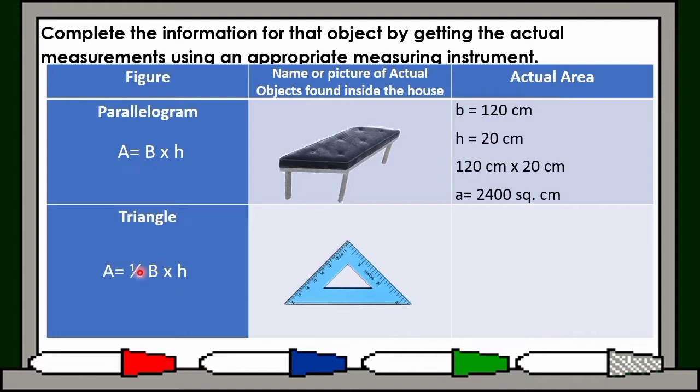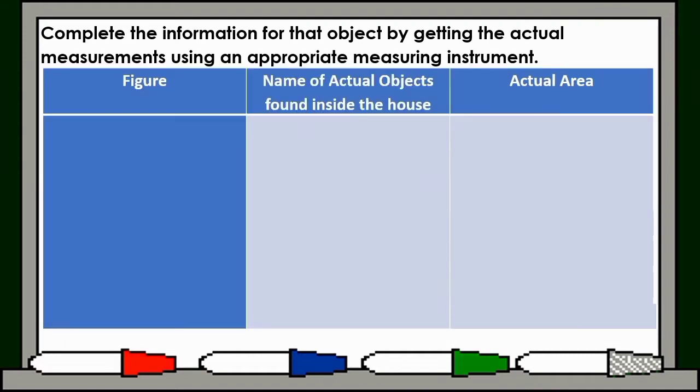Next, for triangle, ito ang image for triangle. And the formula in finding the area of a triangle is 1/2 of base times height. So the base is 12 inches, the height is 6 inches. 1/2 of 12 inches times 6 inches equals 1/2 of 72 inches equals an area of 36 square inches.